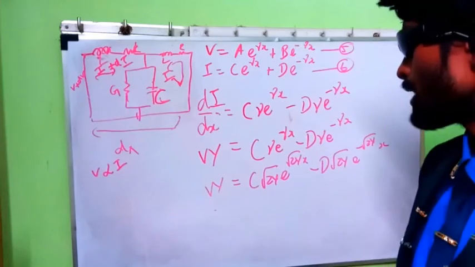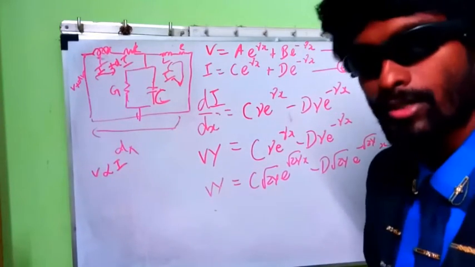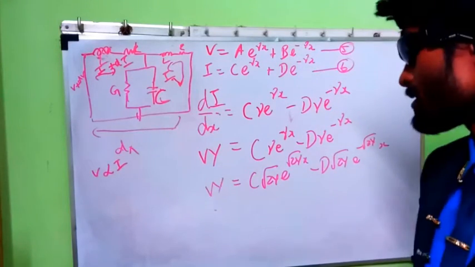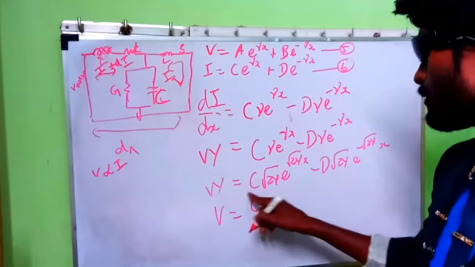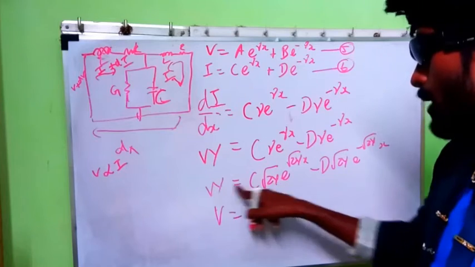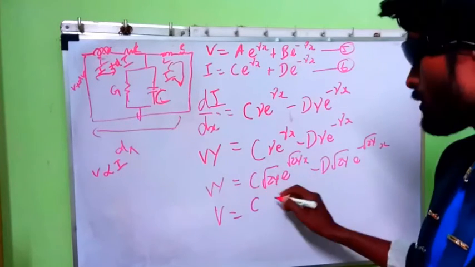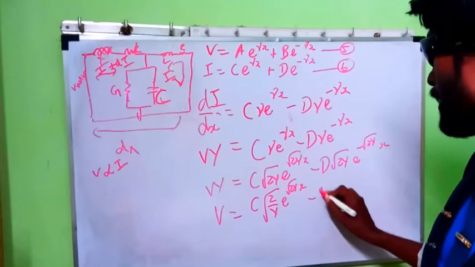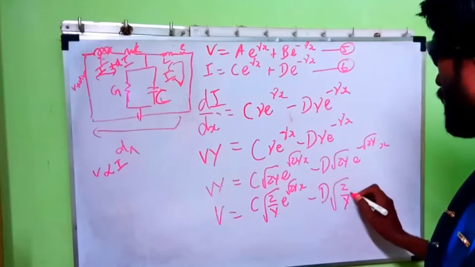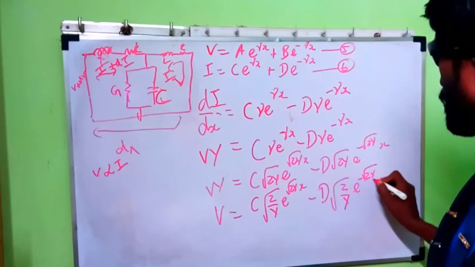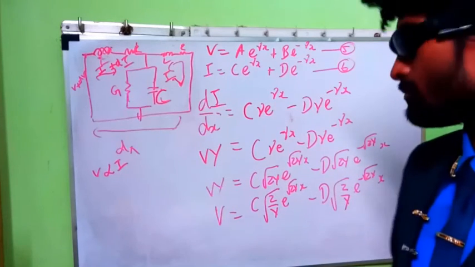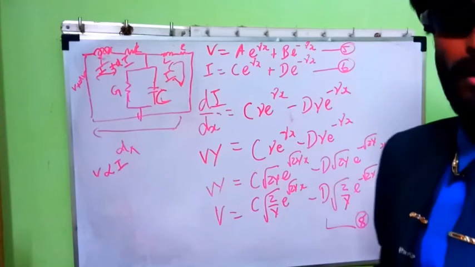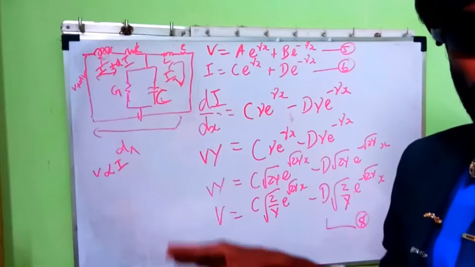And now we got a vy, is it right? We should know the value of this voltage. Previously we got the value of the current, and now we should know the value of the voltage. So I got the voltage equal to c into root of zy over y, that means 1 by root y, so root z by y e power root zy into x, and minus d into root of z by y e power minus root zy into x. I got the point, is it right? Now make this equation number 8, I'm sorry, 5, 6, 7, 8. Yeah, that's right. So this is up to a particular level.